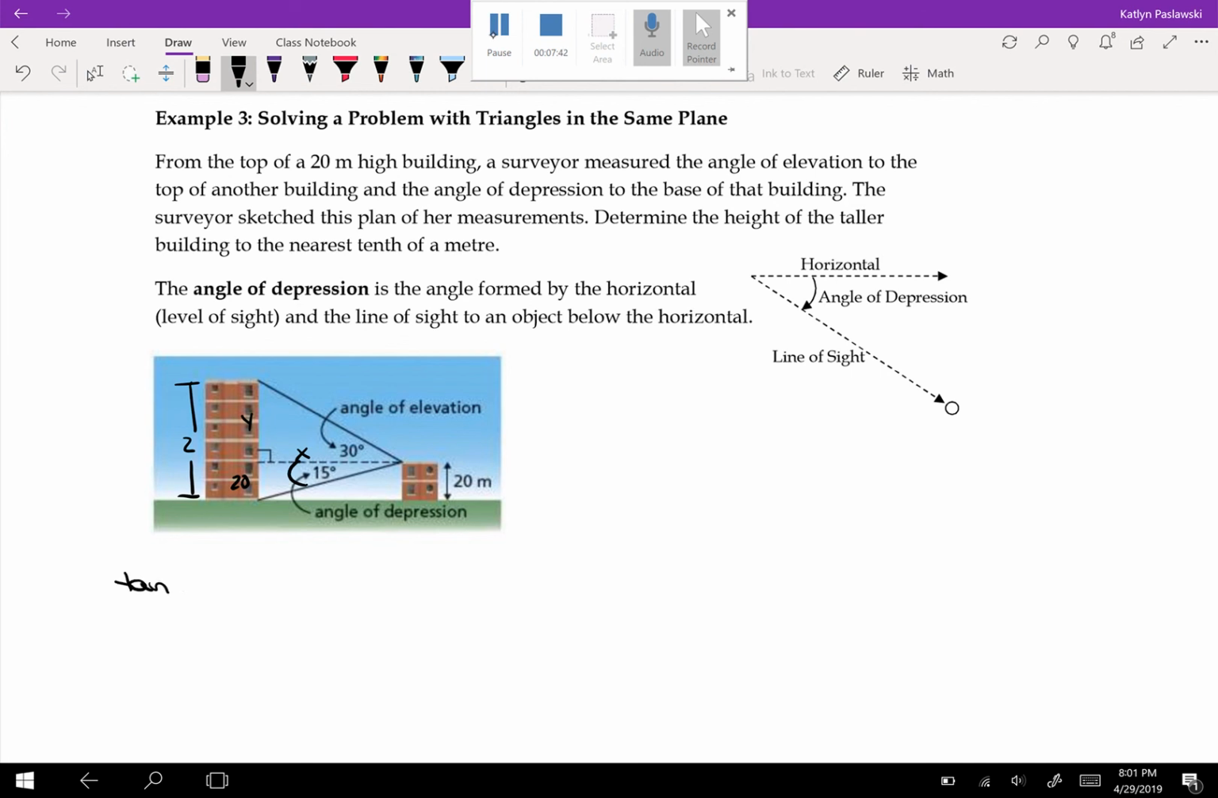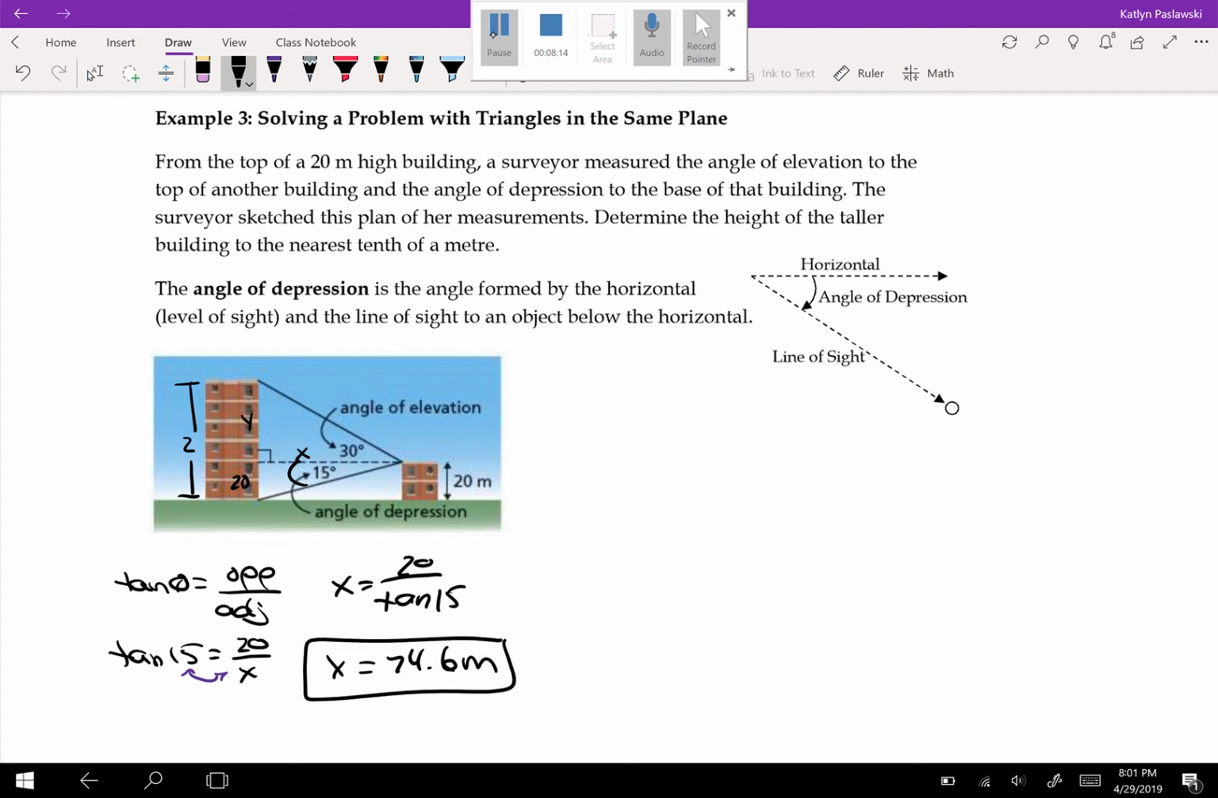So I have the tan ratio, substituting the values that I am given, tan 15 is equal to the opposite value, which is 20, over the adjacent, which is x. I'm going to swap my values to give me x is equal to 20 divided by the tan of 15 to give me a length of 74.6 meters for x. Now I have two pieces of information I can use for the upper triangle to solve for the length of y.